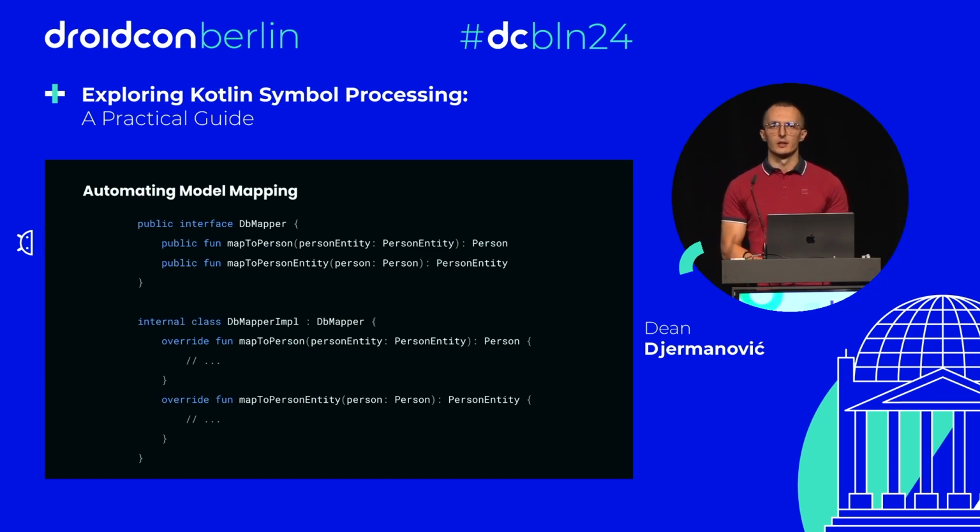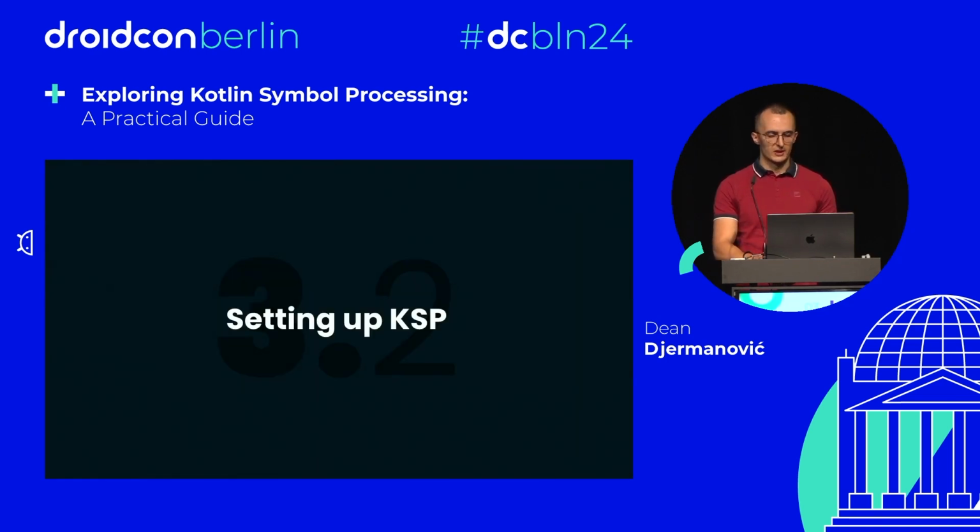So it would be nice if we could somehow automate this mapper creation process. And that's exactly what we are going to do today. So we are going to use Kotlin Symbol Processing to generate this exact mapper component based on annotations in our code. So let's get into it.